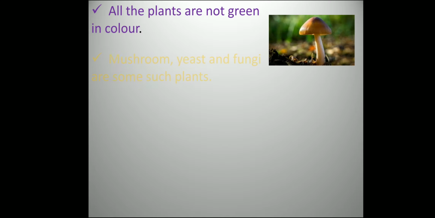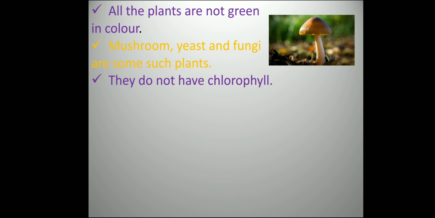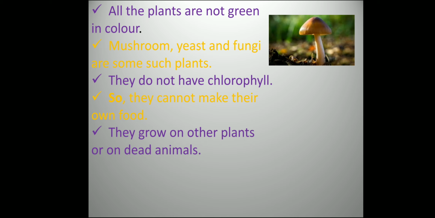Now, all the plants are not green in color. See here, this is the picture of mushroom. Mushroom, yeast and fungi are some such plants. Those plants are not green in color. They do not have chlorophyll. So they cannot make their own food. They grow on other plants or on dead animals.